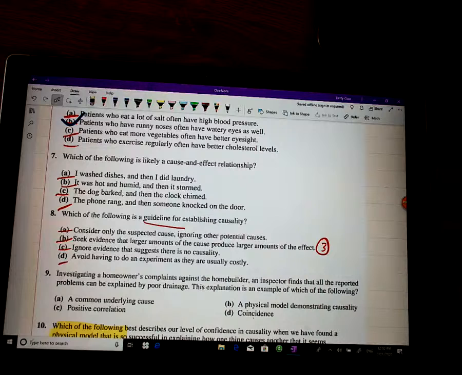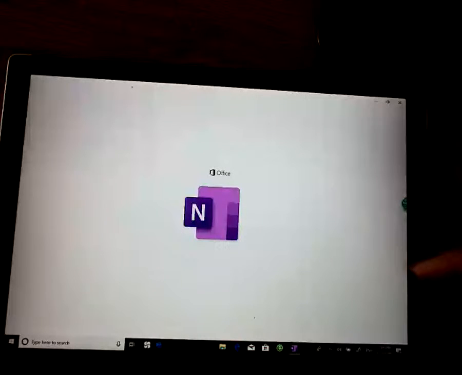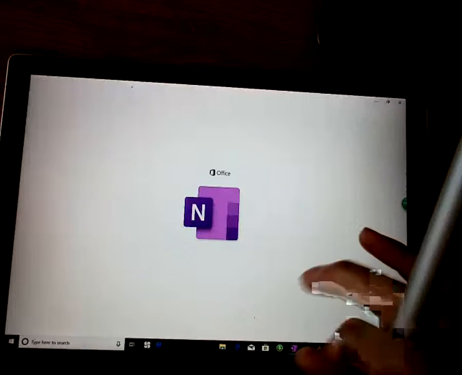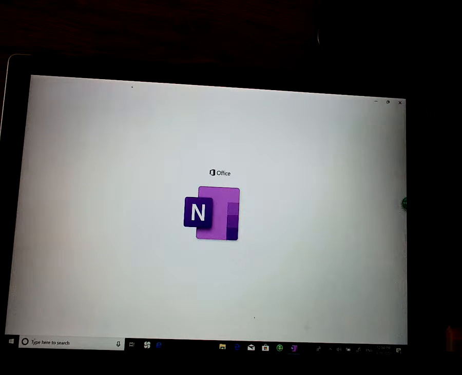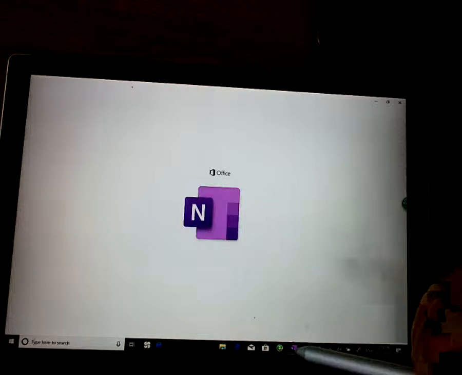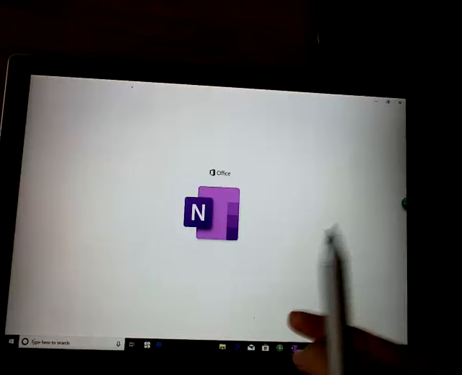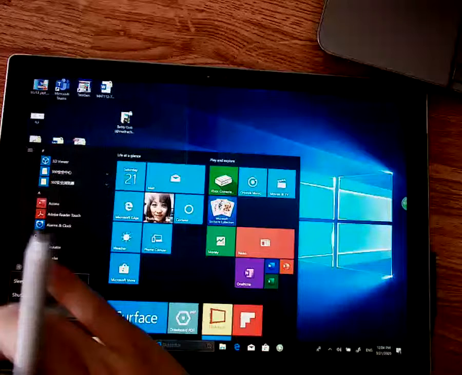B. It was hot and humid, and then it stormed. I would choose... My Surface just crashed very randomly. Wait, come on. Restore my Surface.